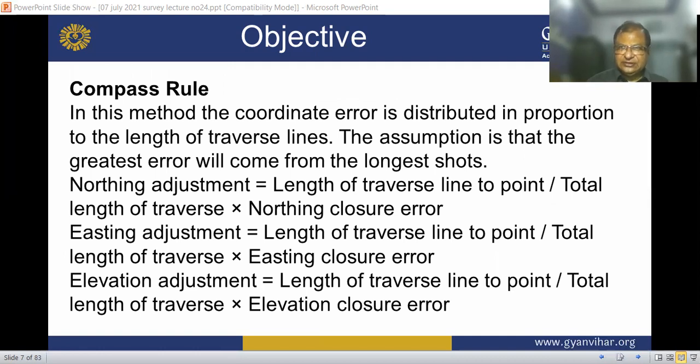In this method, the coordinate error is distributed in proportion to the length of the traverse line. The assumption is that the greatest error will come from the longest shot. So the latitude adjustment is equal to the length of the traverse line to the point over the total length of traverse, times the latitude closure error. The departure adjustment is equal to the length of the traverse line to the point over the total length of traverse, times the departure closure error.